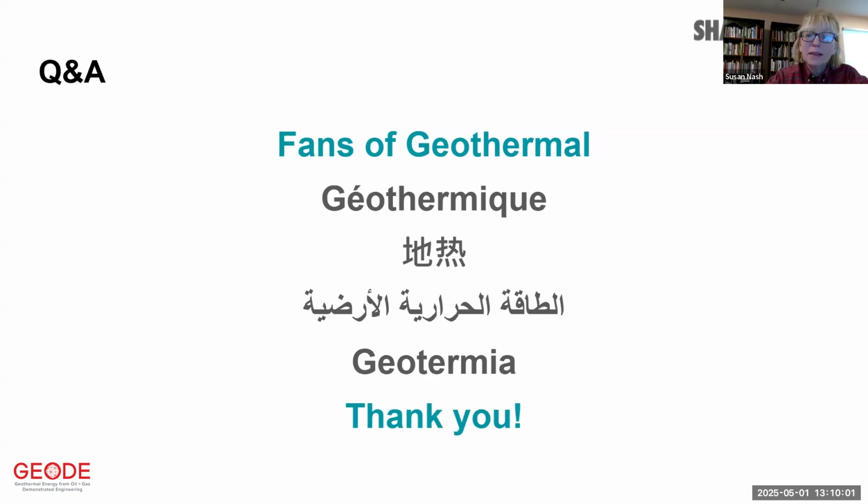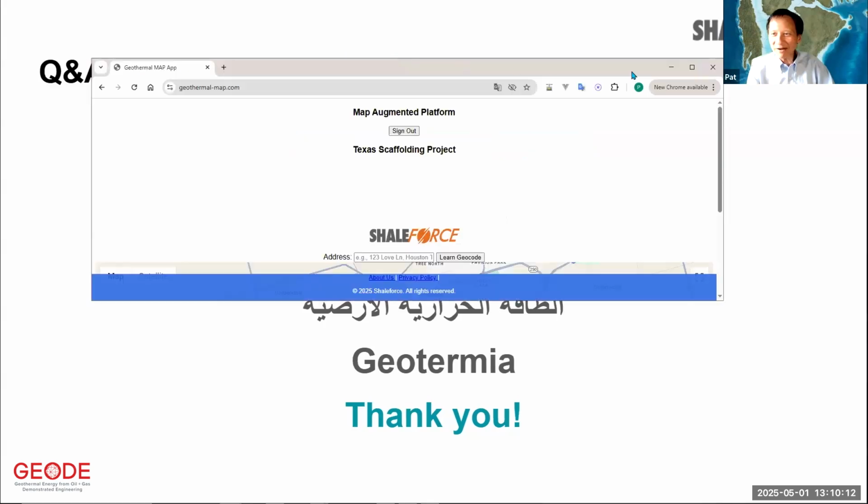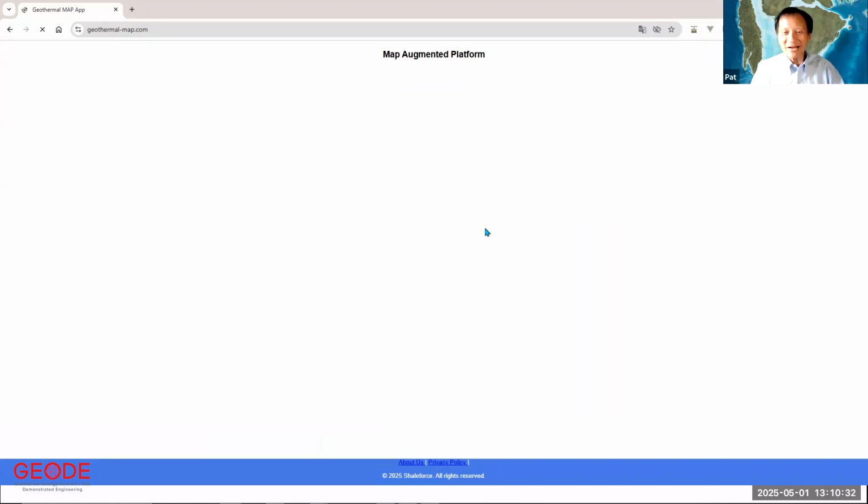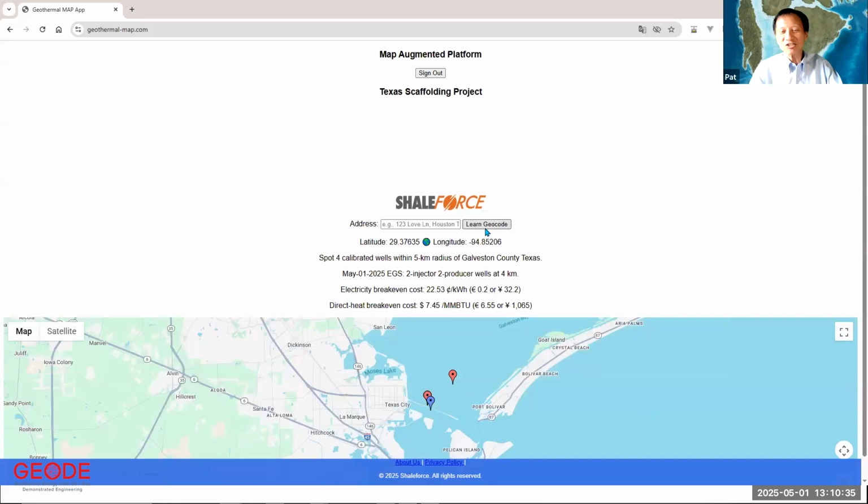Totally agree with that. And I just wanted to know a little bit about Shaleforce because it seems so useful. Is it easy to access? Yes, in fact, right now, this is the one that I call the map augmented platform. Let's say we enter Galveston County, Texas. As we said before, if I enter a county, it knows you're interested in the general area within 5 kilometers, and what the opportunity would be from an economic standpoint. So we come back with this.